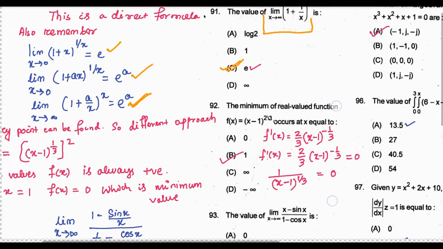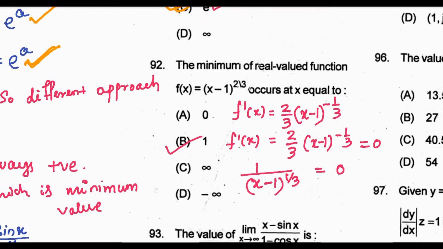So next question is, the minimum of the real valued function f(x) is equal to (x minus 1) whole to the power 2 by 3 occurs at x equal to. So here f(x) is given as (x minus 1) whole to the power 2 by 3. The differential, f prime of x, that is del f by del x, is equal to 2 by 3 into (x minus 1) whole to the power minus 1 by 3. This is the differential, and what we get is 2 by 3 times (x minus 1) whole to the power 1 by 3, in the denominator, equal to 0.